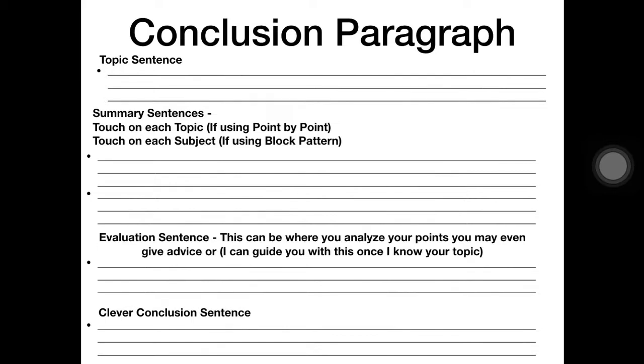If you did a block pattern, you want to touch on each subject. In other words, you're going to touch on the fact that we talked about a dog, we talked about a lizard, we talked about a horse. So you're going to kind of put that into a nice sentence. An example of that might be: when you're looking for different kinds of pets, consider a dog, a lizard, or a horse. They are very different, but one is sure to meet your needs. That would be stating the three subjects again here in the conclusion.